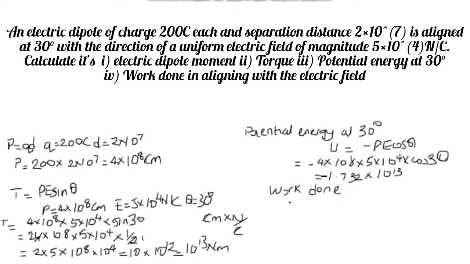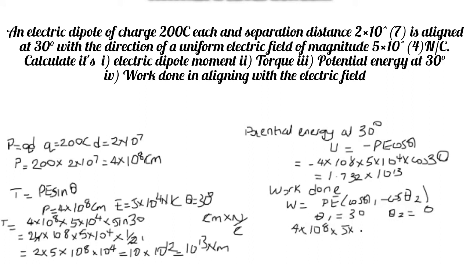Then 4. Work done in aligning with the electric field. Work done is equal to PE brackets cos theta 1 minus cos theta 2. Theta 1, the initial angle, is equal to 30 degrees. Theta 2, the final angle, is equal to 0 degrees. So it's going to be P, 4 times 10 raised power 8, times E, which is 5 times 10 raised power 4, brackets cos 30 minus cos 0.